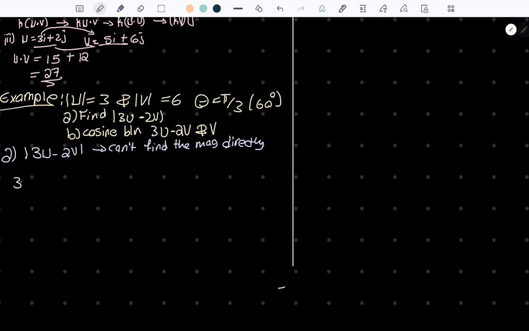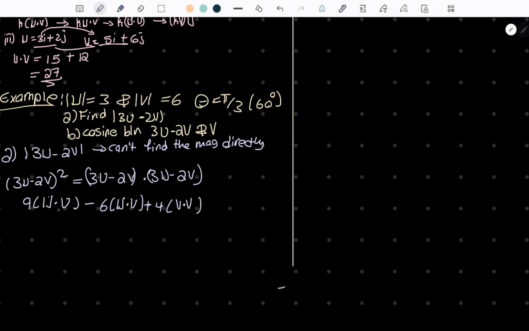So what we're gonna do is |3u minus 2v| squared. It's gonna be equal to (3u minus 2v) times (3u minus 2v). Next, we need to expand this. When we expand this, once we find this, what we need to do next is simplify it.